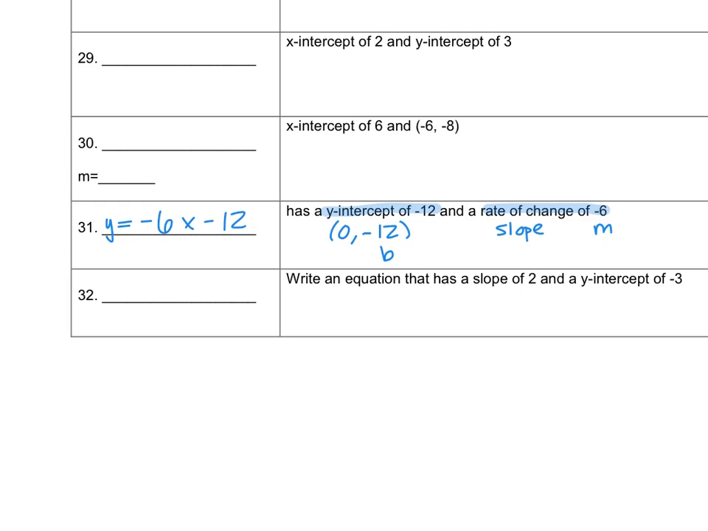Same thing with 32. We've got a slope of 2, a y-intercept of -3. So that means that I've got m equal to 2, b equal to -3, which means I can write a nice equation of y equals 2x minus 3.